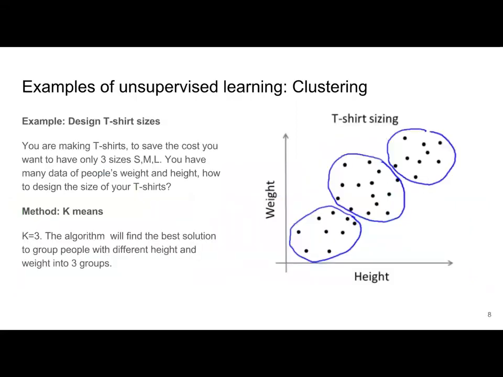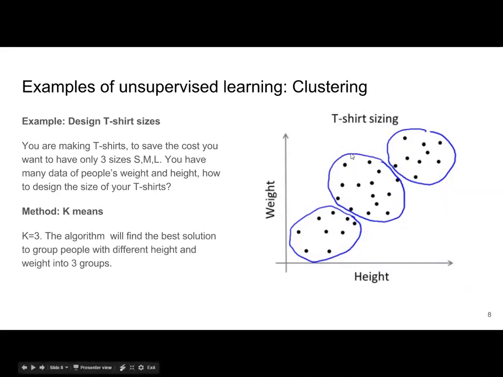Let's start with a problem, an example. Say you are making t-shirts, and to save cost, you just want to make 3 sizes: small, medium, large. You have lots of data on people's weight and height. How do you design the sizes of your t-shirts? Look at the picture on the right. These dots are the people, the input you collected, height and weight.